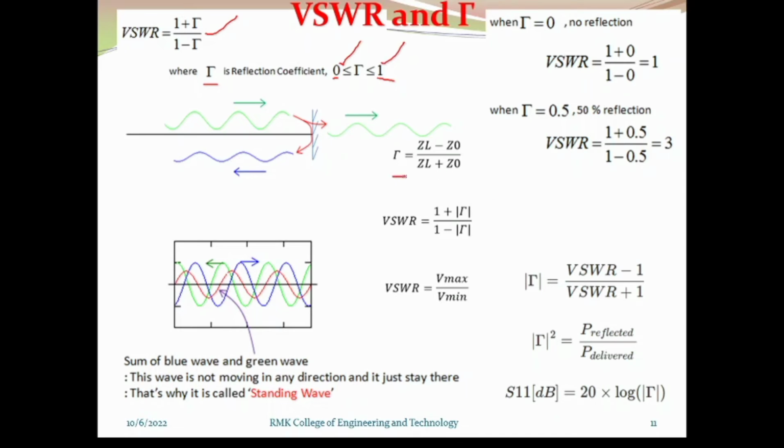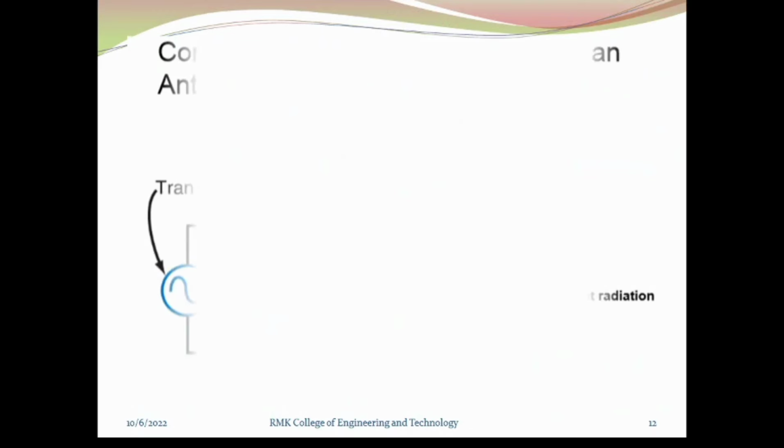Now here we can relate the reflection coefficient with the impedance, right? So this is the load impedance, this is the characteristic impedance, and then we can relate the voltage level with the VSWR value. So VSWR is equal to Vmax by Vmin. All this information is very important so that impedance mismatch does not occur in any communication system, right?